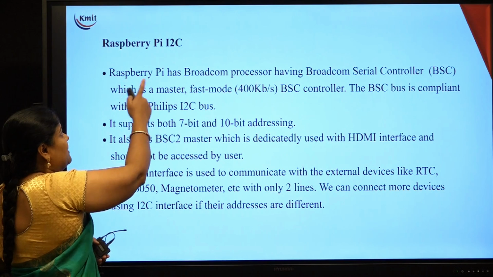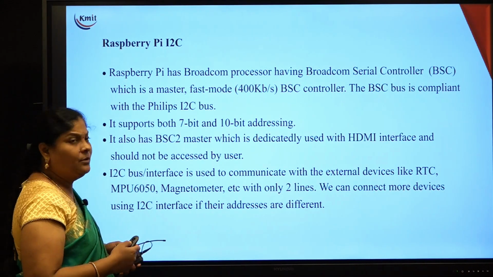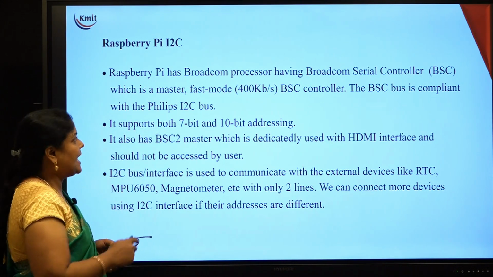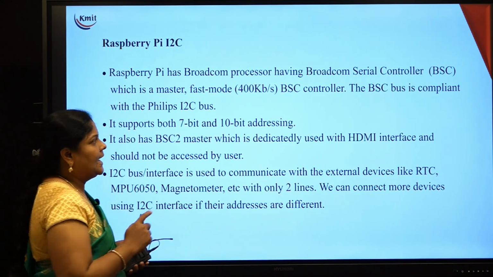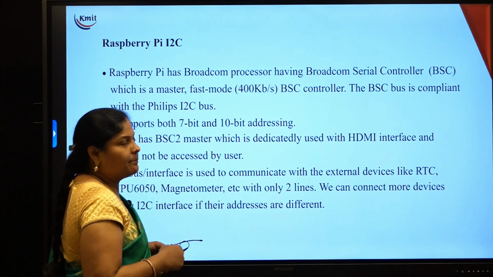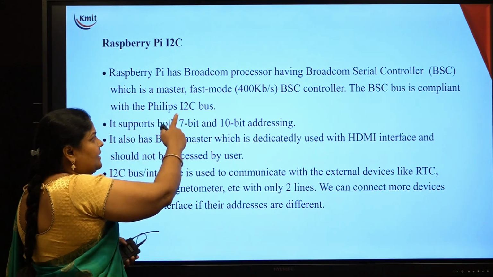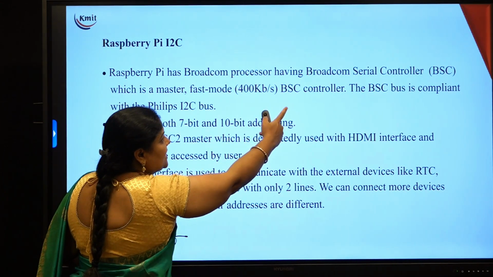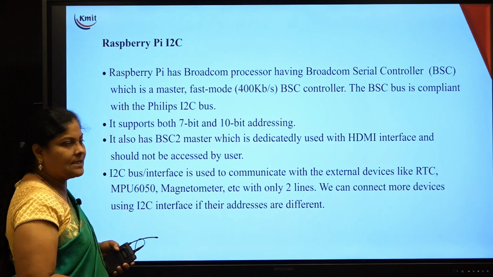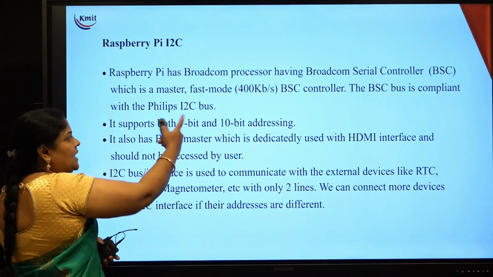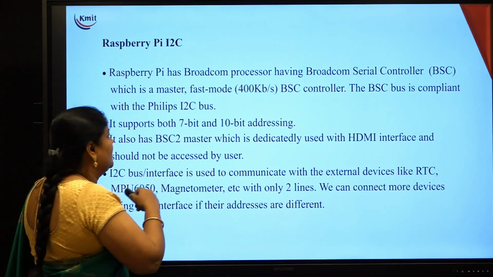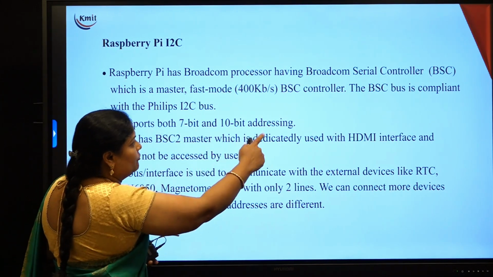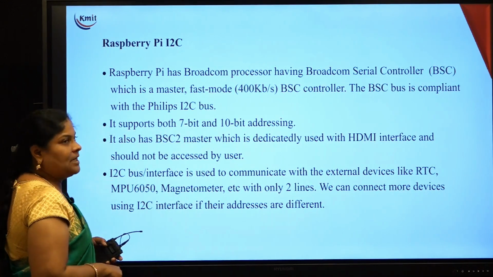Next, Raspberry Pi I2C: how are you going to configure I2C serial communication. Raspberry Pi has a Broadcom processor with a Broadcom Serial Controller, BSC, which is a master supporting fast mode, that is 400 kbps. The BSC bus is compliant with the Philips I2C bus, though there are some differences of BSC compared to the Philips I2C bus.